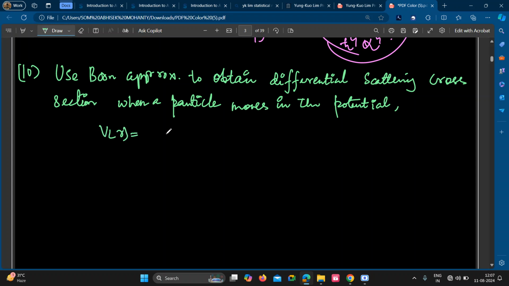is equal to minus V naught e to the power minus r by r naught, where V naught and r naught are positive constants.